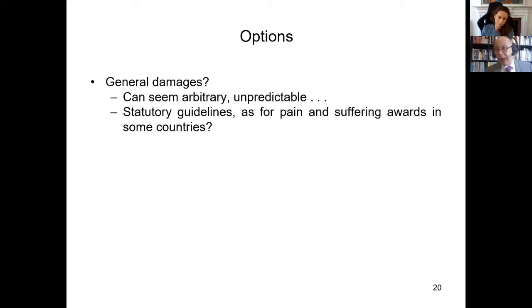The most obvious option is to allow the trier of fact, judge or jury, whoever it is, to award general damages, damages that are not necessarily tied to any quantifiable harm. Again, the problem is that allowing that can result in damages that can seem arbitrary and unpredictable. Maybe that would be an argument for having some sort of statutory guidelines. We know that in many countries there are guidelines for recovery of pain and suffering in personal injury cases that courts will look to try to achieve some sort of consistency. Maybe that could be done in this context, although I am somewhat skeptical of that.